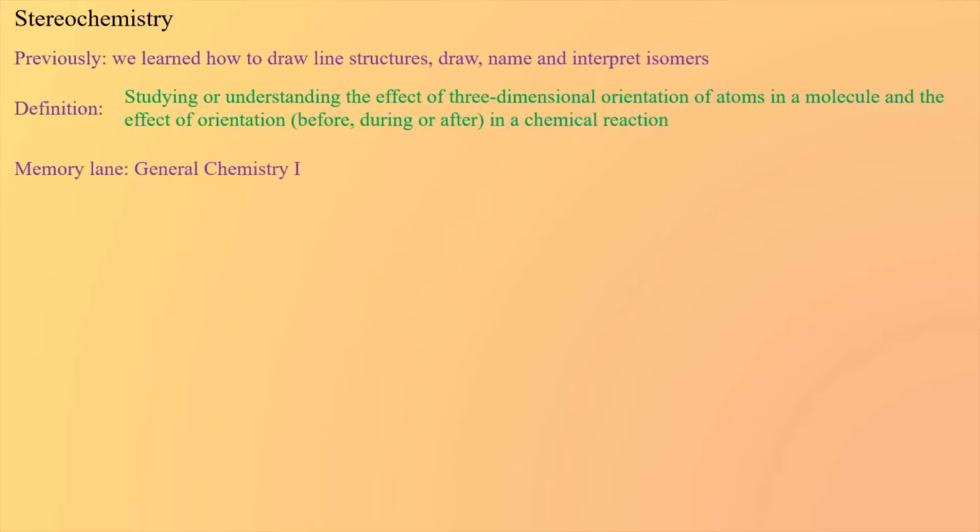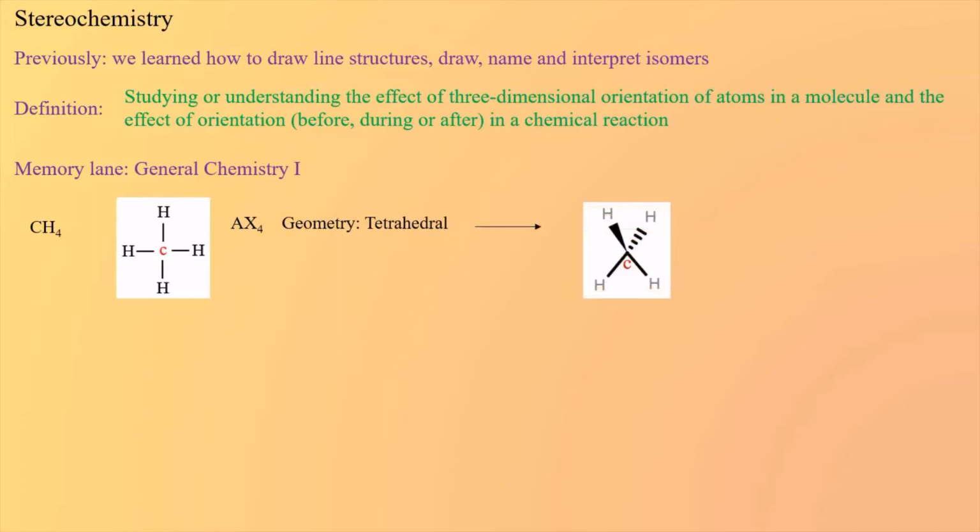Now let's switch back and go on a memory lane back to General Chemistry 1. If I had given you this molecule, which is methane, and had you draw the structure, you probably drew something like this, and you determined the electron geometry is tetrahedral. Is there anything wrong with this picture? No. However, if I show you something like this, you think, whoa, that looks different. Yeah, it sure looks different than the 2D model.